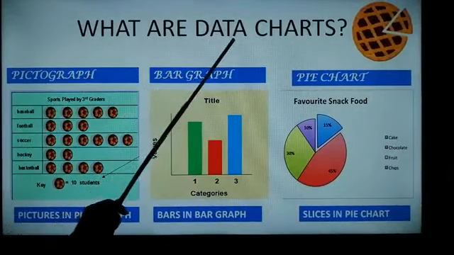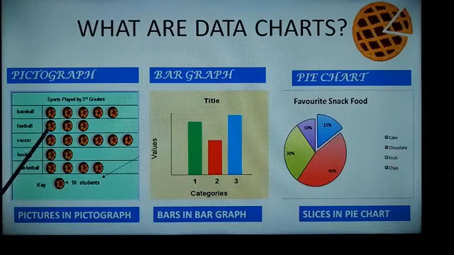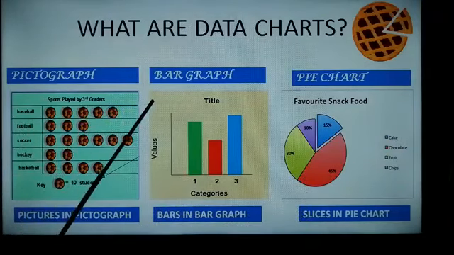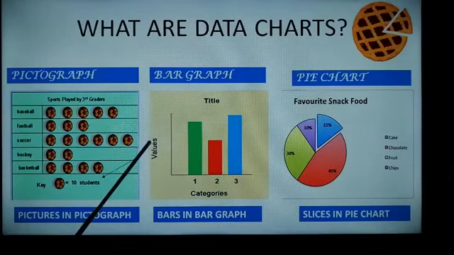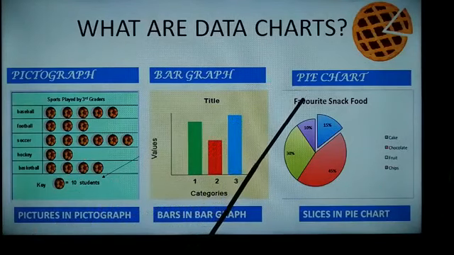What are data charts? A data chart is a graphical representation of data in which data are represented by pictures in a pictograph, bars in a bar graph and slices in a pie chart. About pictograph and bar graph we already explained in the previous video. And this section is about pie chart.